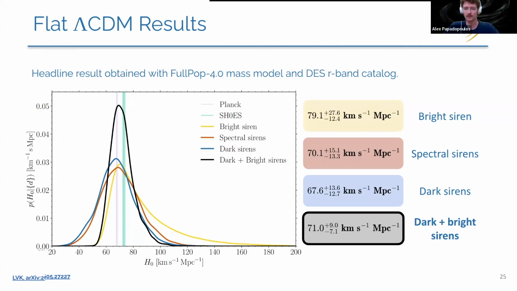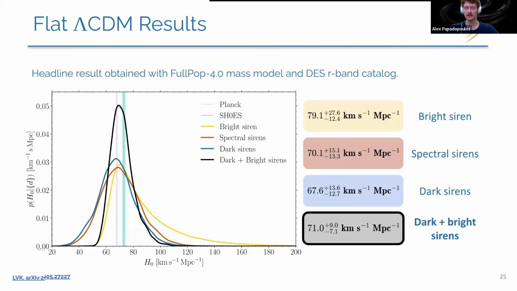The next down is from spectral sirens only. So this is using just the mass distribution with no galaxy catalog information whatsoever. This is using 235 events and no electromagnetic information. Below that is our dark sirens in blue.